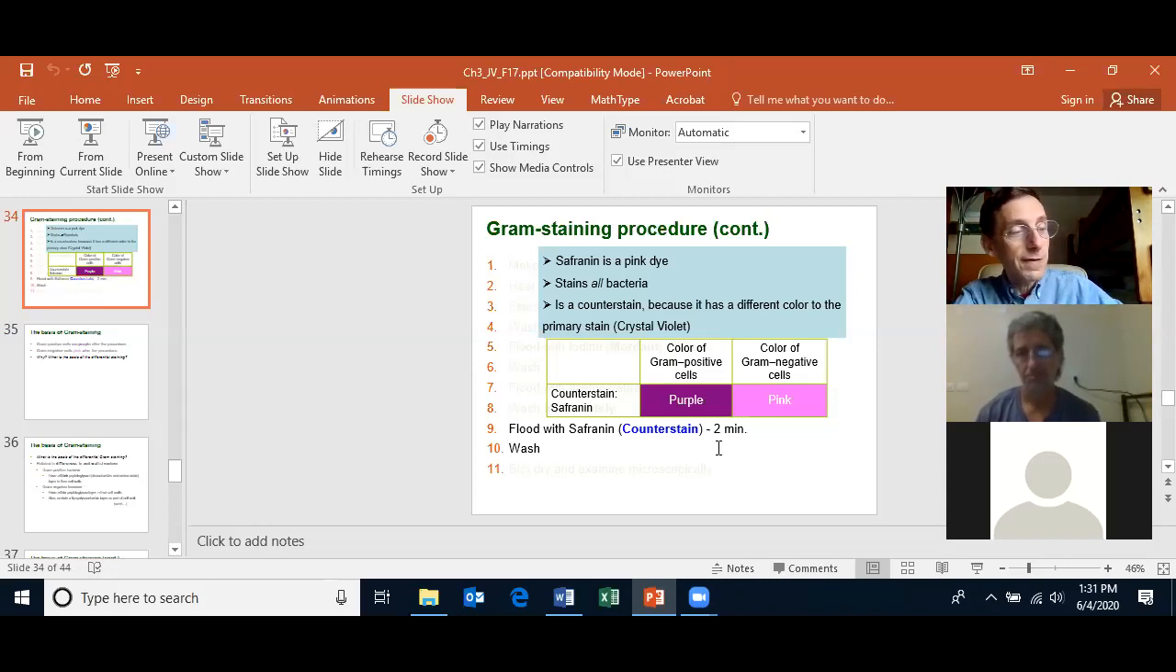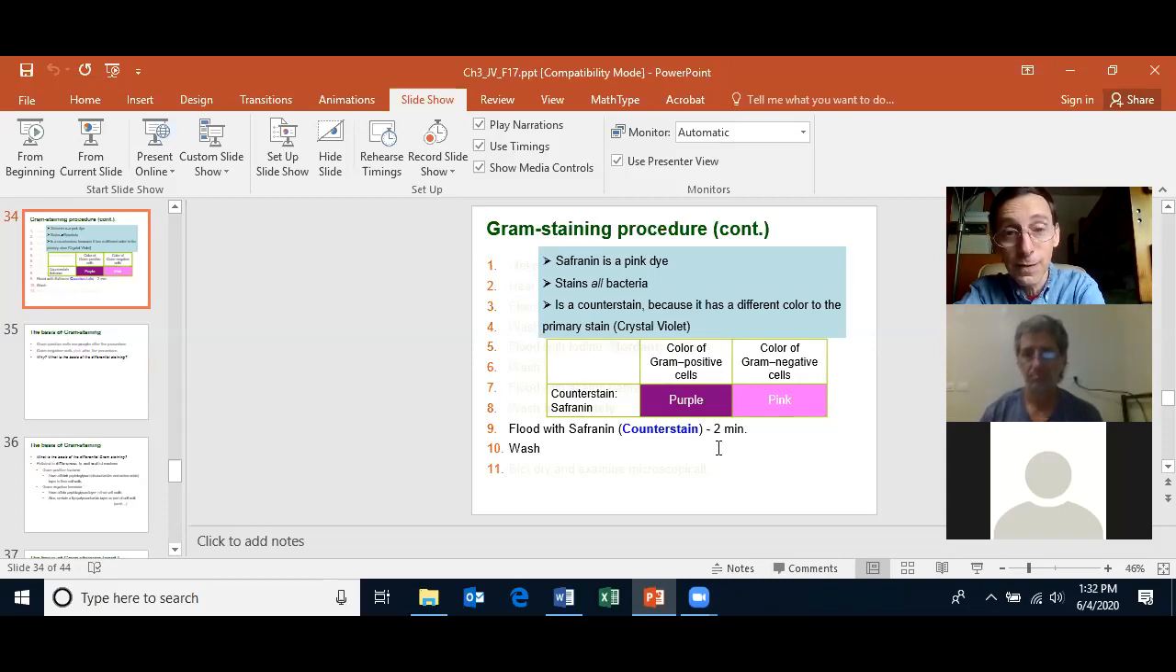No, the safranin is getting in. That's a good guess, and it would be the logical answer, but that's not what's happening. The safranin is getting in the cells. It's just that our human eyes aren't seeing the pink color because purple is a more intense color. So our human eyes are not seeing the pink in the gram-positive cells. We only see purple.